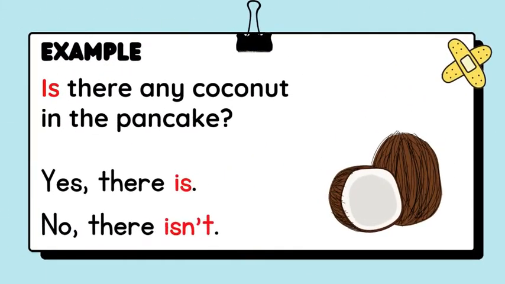For example, you remember the question, is there any coconut in the pancake? Yes, there is, or no, there isn't. Look at the red words. These are the words we use for singular nouns.